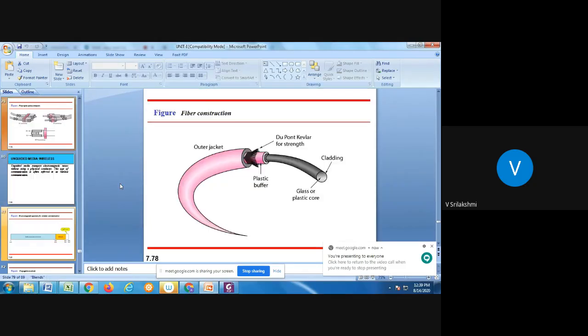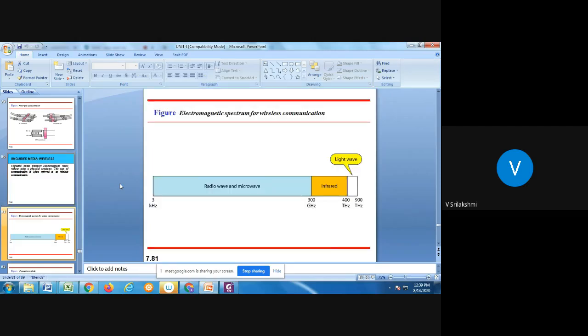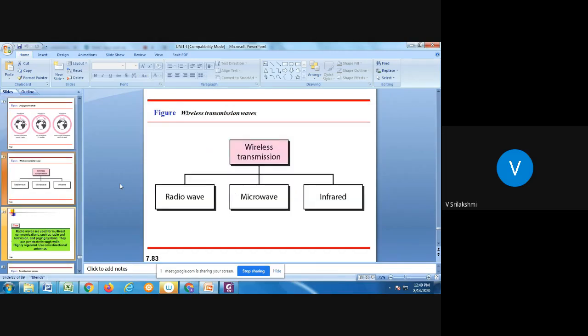Now the next one we have is unguided media, that is wireless transmission. As the name suggests, wireless uses air, or free space, as the transmission medium. This unguided media can be divided into three ways. The first one is radio wave, the second one is microwave, and the third one is infrared.